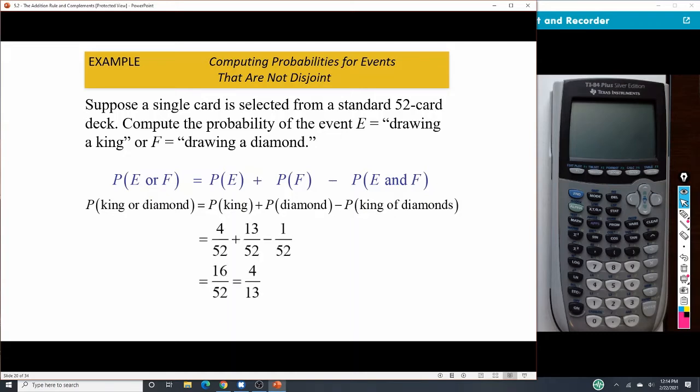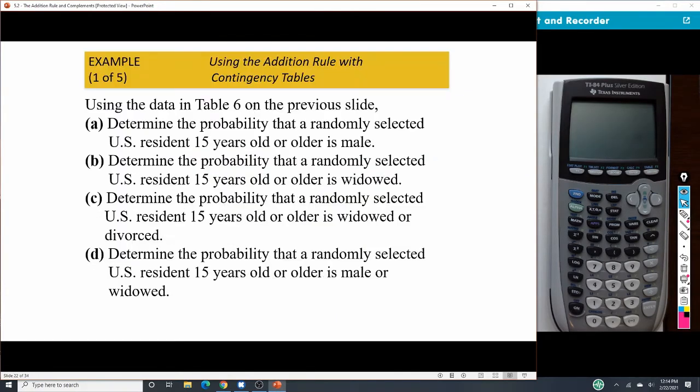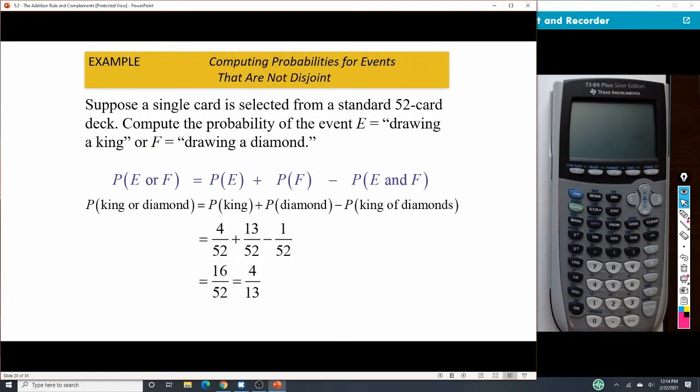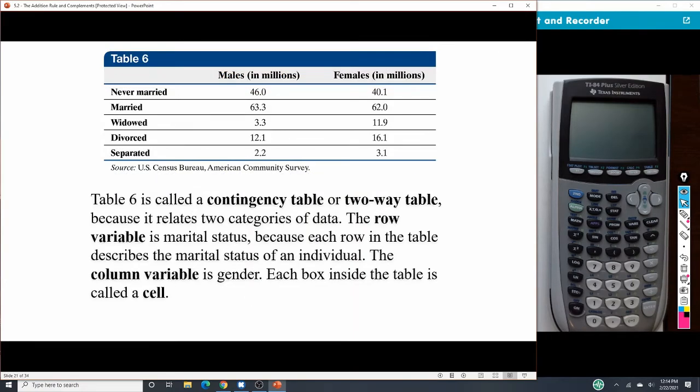And so for a king, there's 4 out of 52. For a diamond, there's 13 out of 52. And then the king of diamonds, there's 1 of those. So it gives us 16 out of 52 that reduces. Okay. All right, so we see that there. So 4 out of 13 for our final.